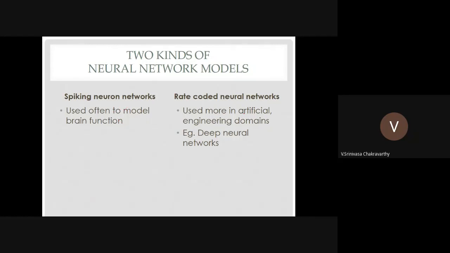Whereas rate-coded neural networks, like for example the McCullough and Pitts neuron model, use other kinds of nonlinearities too. For example, in deep learning these days, people typically use things like ReLU, or rectified linear unit. But anyway, rate-coded neural networks are more commonly used in the current deep neural networks and AI domain.